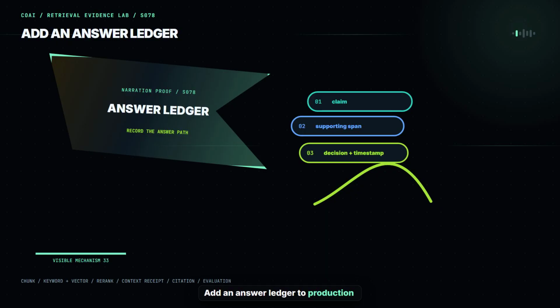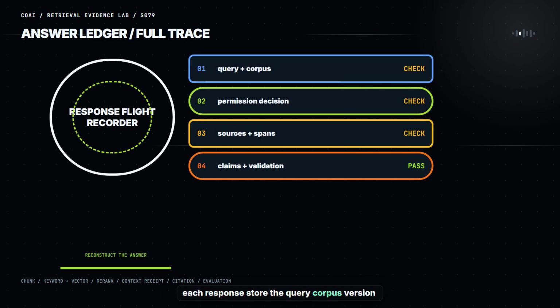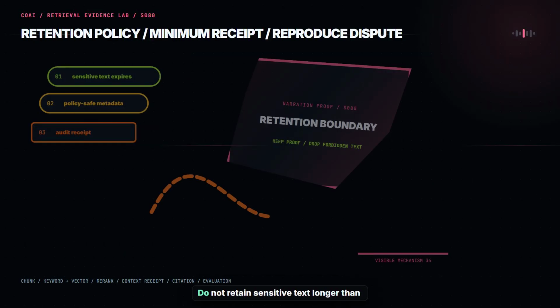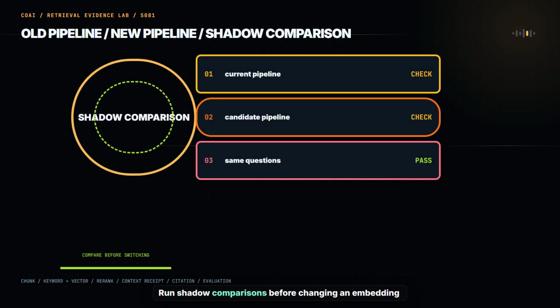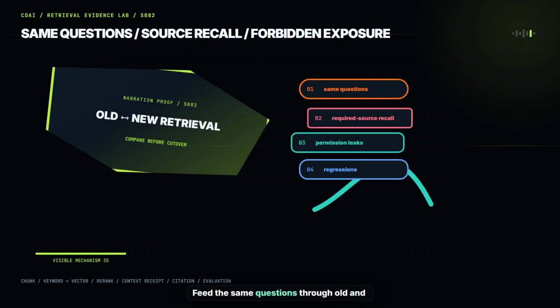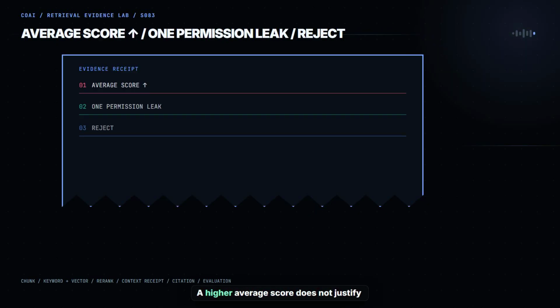Add an answer ledger to production. For each response, store the query, corpus version, permission decision, selected source IDs, quoted evidence spans, answer claims, and validation result. Do not retain sensitive text longer than policy permits, but keep enough receipt data to reproduce a disputed answer. Run shadow comparisons before changing an embedding model, chunker, or reranker. Feed the same questions through old and new retrieval, compare required source recall and forbidden source exposure, and inspect changed answers. A higher average score does not justify one permissions leak or the disappearance of a critical policy.